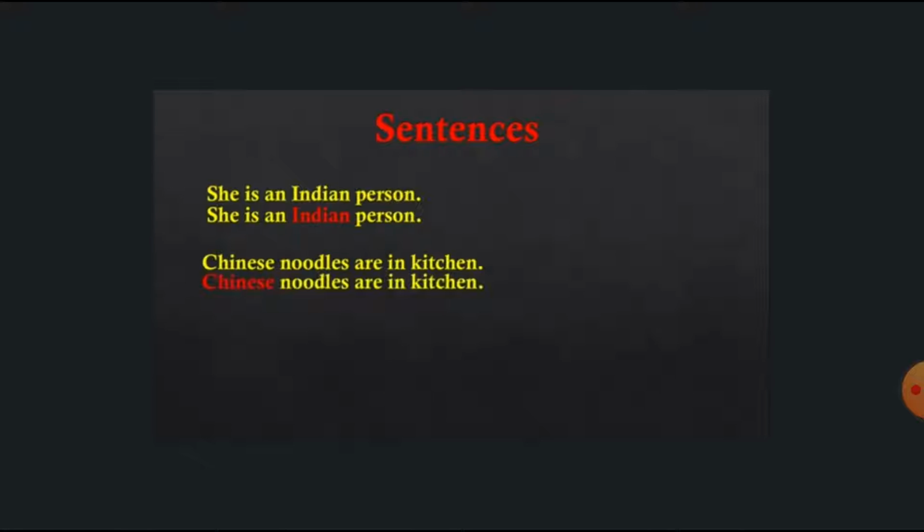Examples: She is an Indian person. Here, Indian, you can see, begins with a capital letter, so it is a proper adjective. Chinese noodles are in the kitchen. Here once again you can see, from China, which is a proper noun, Chinese is a proper adjective. So once again it begins with a capital letter.